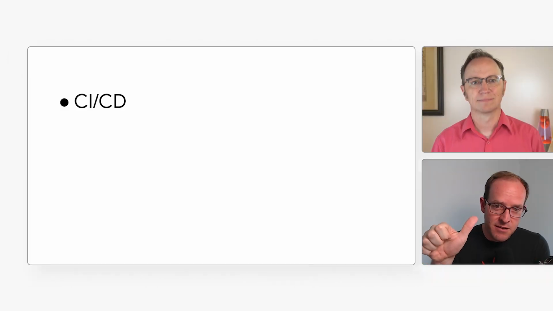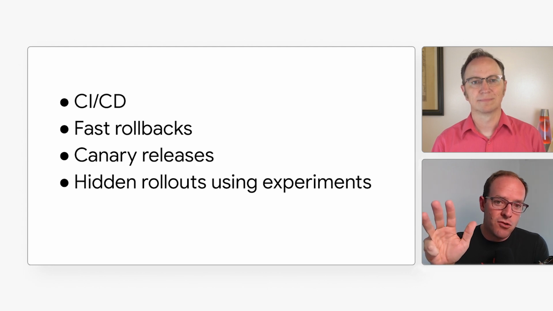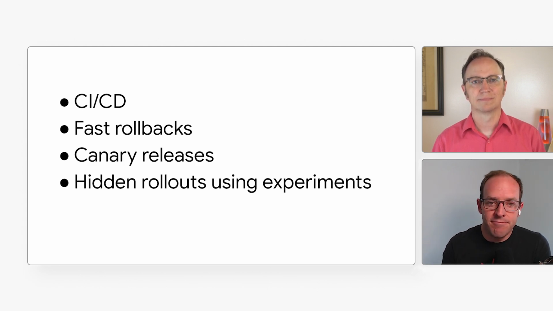Sure. Well, there are four deployment practices that I have seen work really well when I worked in SRE. We use them at Google, but anyone can adopt them and make their deployments safer. They are CI/CD, fast rollbacks, canary releases, and hidden feature rollouts using experiments. All right, let's talk about each one.